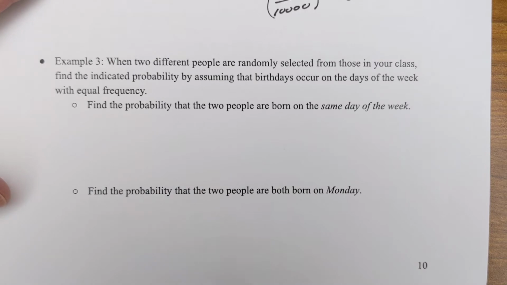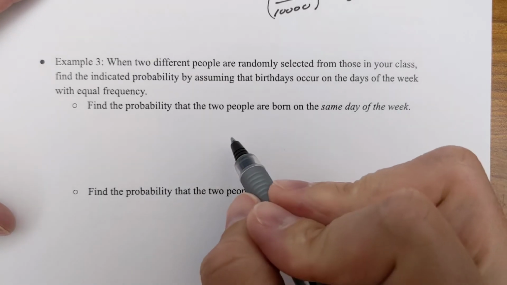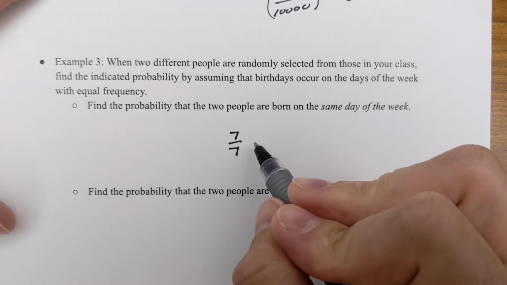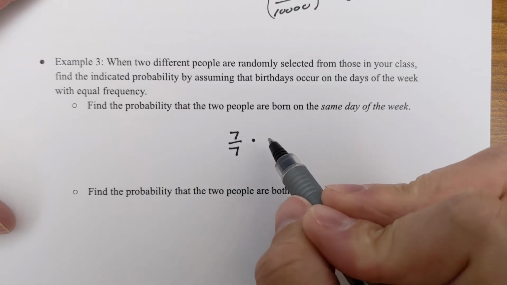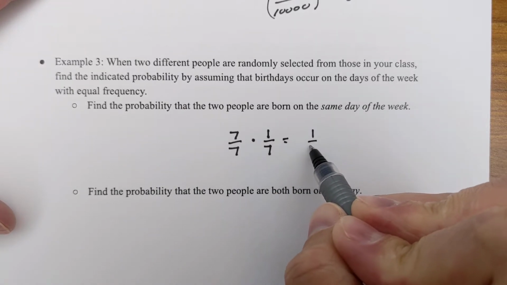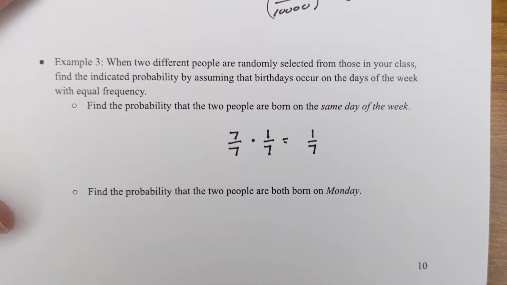Now, there's a trick to this problem, because the first person can be born on any of the 7 days. So the first person can be born on a Monday, doesn't matter. For the second person to match them, they have to be born on one specific day of the week. So the probability of 2 people being born on the same day is 1 in 7.